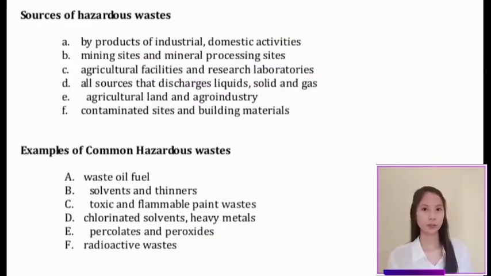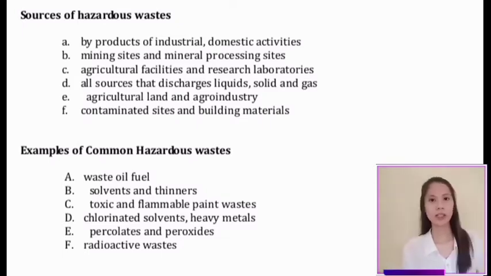Sources of hazardous waste. Number 1 is byproducts of industrial and domestic activities. Number 2 is mining sites and mineral processing sites. Number 3 is agricultural facilities and research laboratories. Number 4 is all sources that discharge liquid, solid, and gas. Number 5 is agricultural land and agro-industry. Number 6 is contaminated sites and building materials.